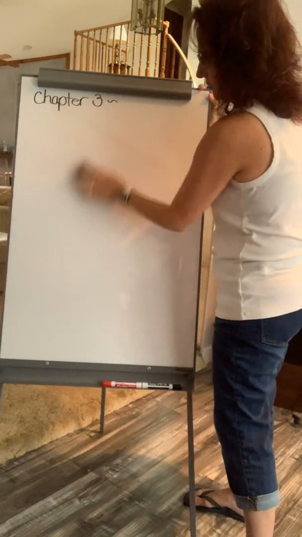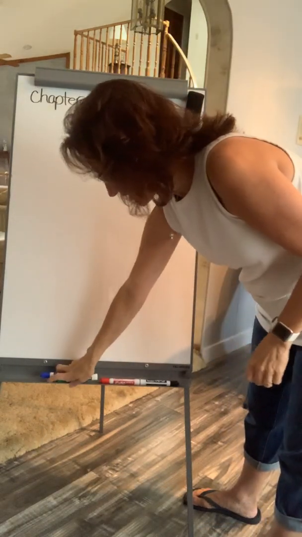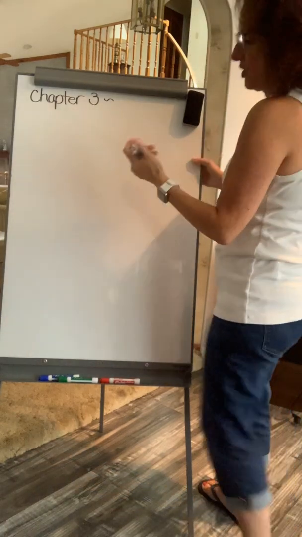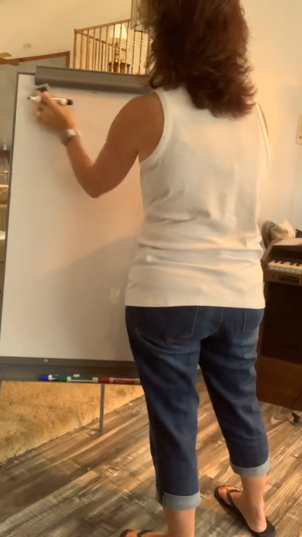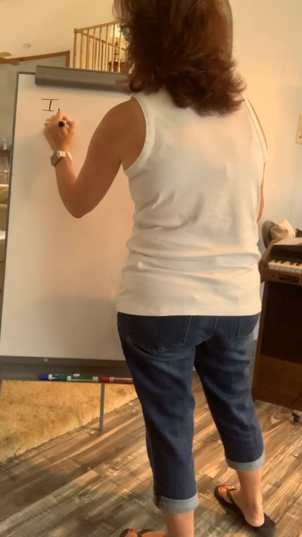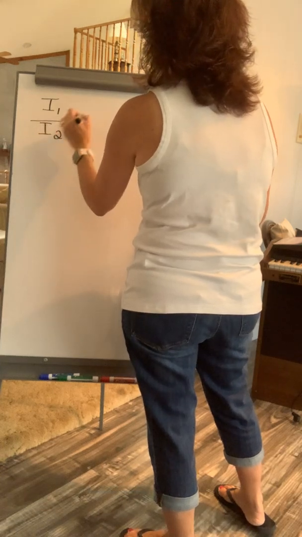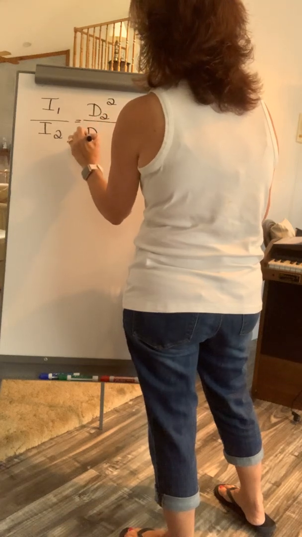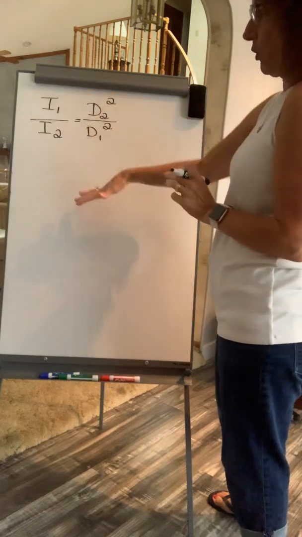Now we will look at the inverse square law. But before we do any kind of math, I always like for you guys to dissect the formula, because the formula is the key in all of this. So inverse square law mathematically looks like this. I'm going to start up higher so we have more room. It's I1 over I2 is equal to D2 squared over D1 squared. That's the formula.